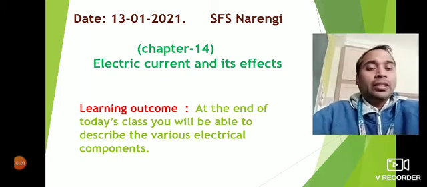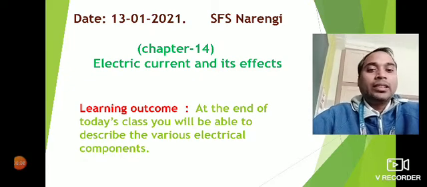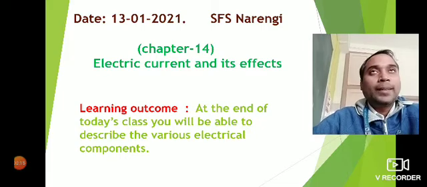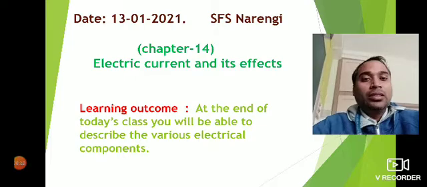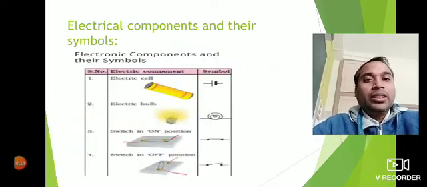So today we are going to start a new chapter, that is chapter 14, electric current and its effects. At the end of today's class you will be able to describe the various electrical components. Today mainly we are going to discuss electrical components and their symbols which are used in circuit diagrams. So let's start. Electrical components and their symbols.